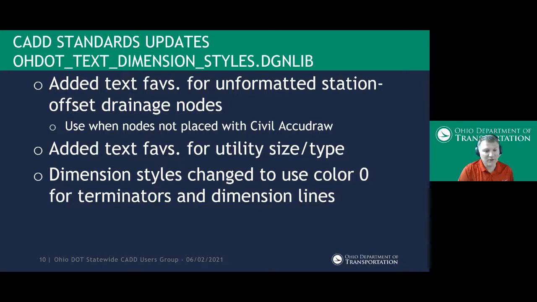You may have already noticed this. We changed the dimension color for the dimension lines and terminators to color 0. I think it was color 9 before, the dark green color. The main reason was so that if we do color plotting, those appear black on the page instead of 3 different colors, with text, lines, and terminators all being different.